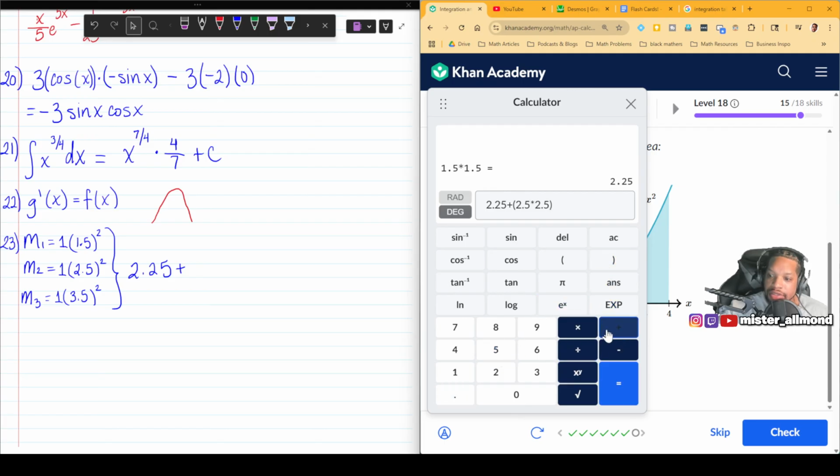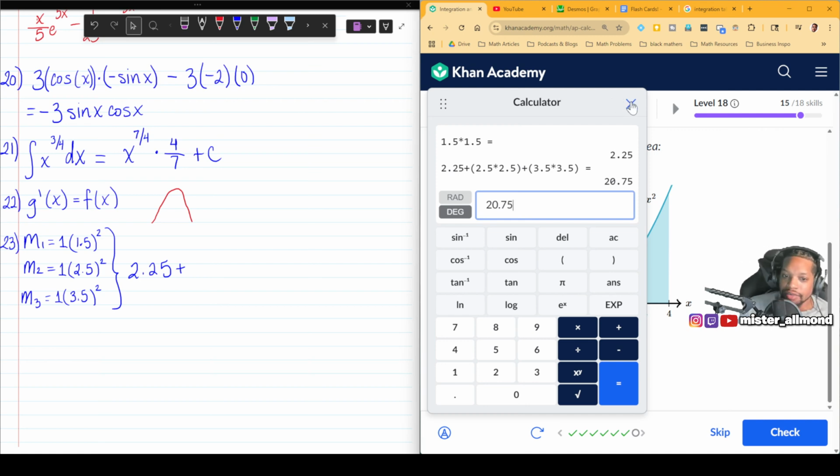Plus, and then we have a 3.5 times 3.5. Okay, that is 1.5 squared plus 2.5 squared plus 3.5 squared for a final answer of 20.75. Let me write that down. Sum equals 20.75.